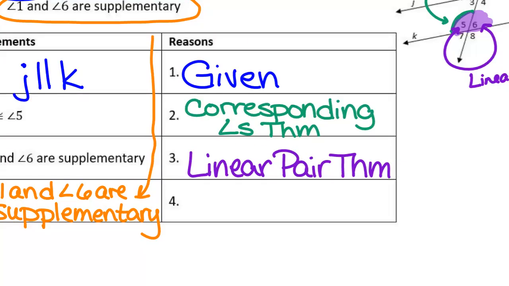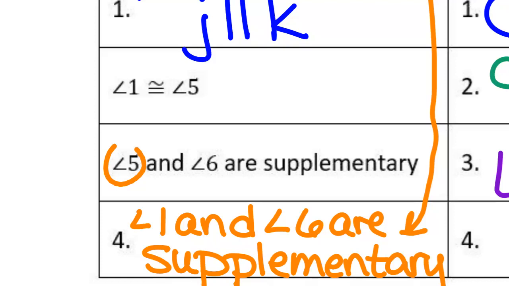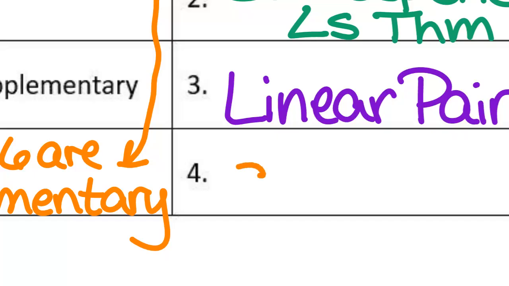All right, now we are to our last reason. And I noticed that the statement right here, the next to last statement, looks a lot like my very last statement. Substitution. We're going to take angle 5 out. We're going to put angle 1 in its place, which I can do because I know they are congruent. So that is substitution.